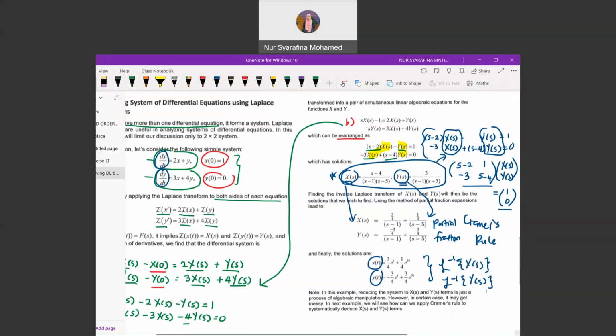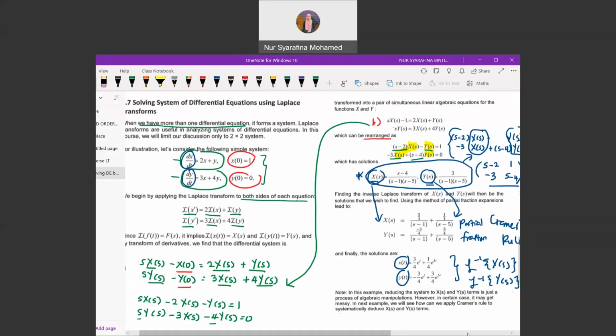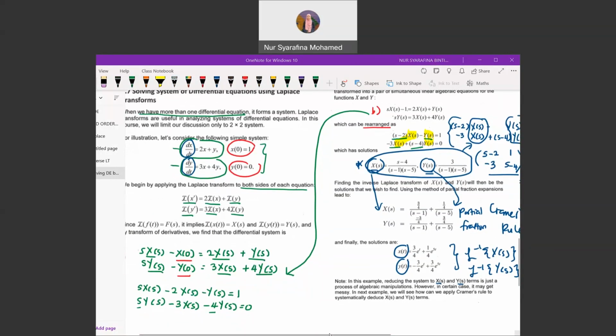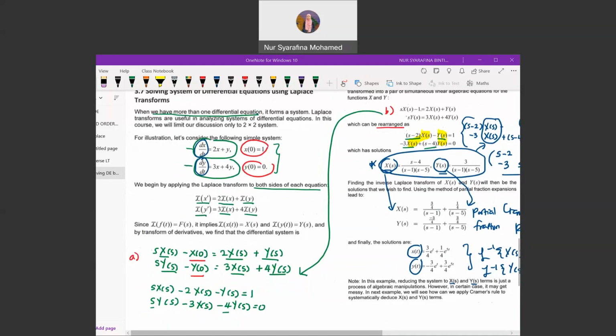Let's try to do an example for this. Let's take a look at the note. In this example, reducing the system to X(s) and Y(s) terms is just a process of algebraic manipulation. However, in certain cases, it may get messy because it involves lots of variables. We have s, we have X(s), we have Y(s). So let's try to simplify this calculation by using Cramer's rule. Let's try the example here. In example 25, we do it one by one here.